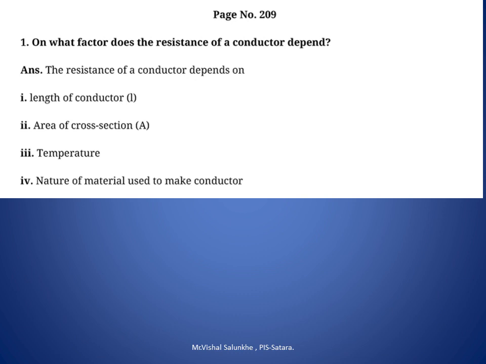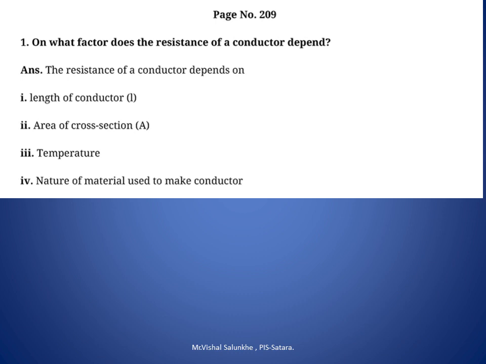On what factors does the resistance of a conductor depend? My dear students, there are 4 main factors. First, length of the conductor. Second, area of the conductor, that is, area of cross section of the conductor. Third, temperature. And fourth, nature of the material used to make the conductor.